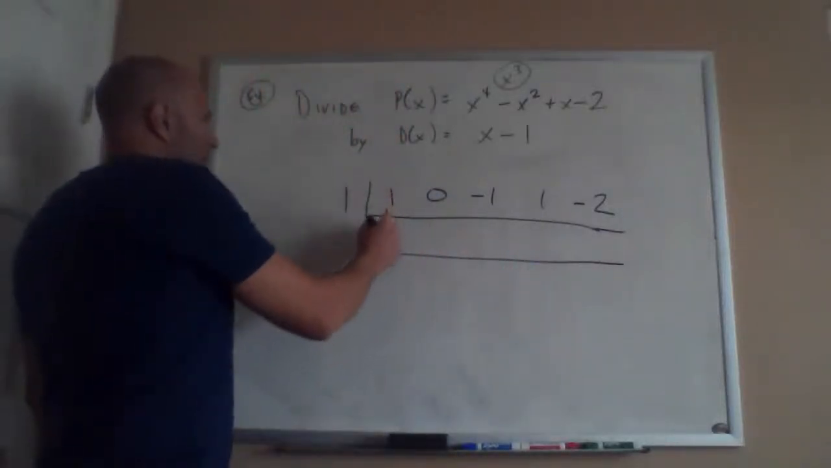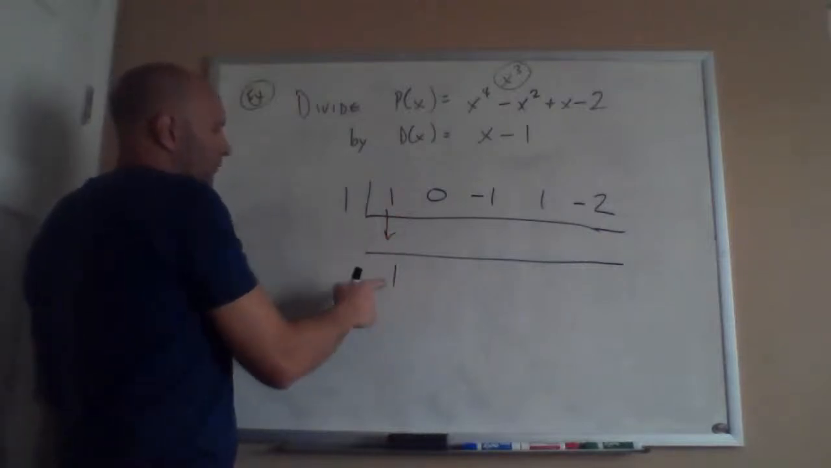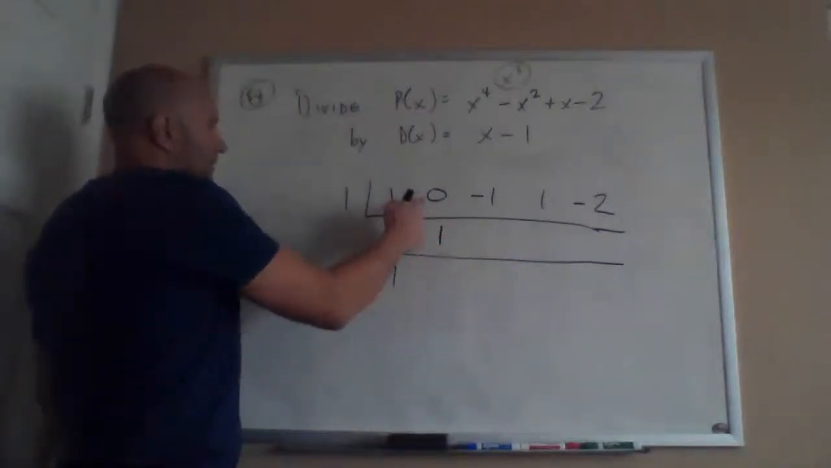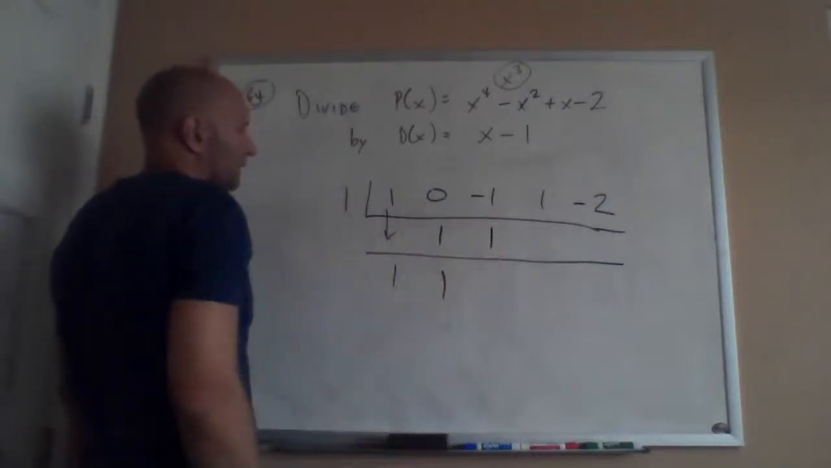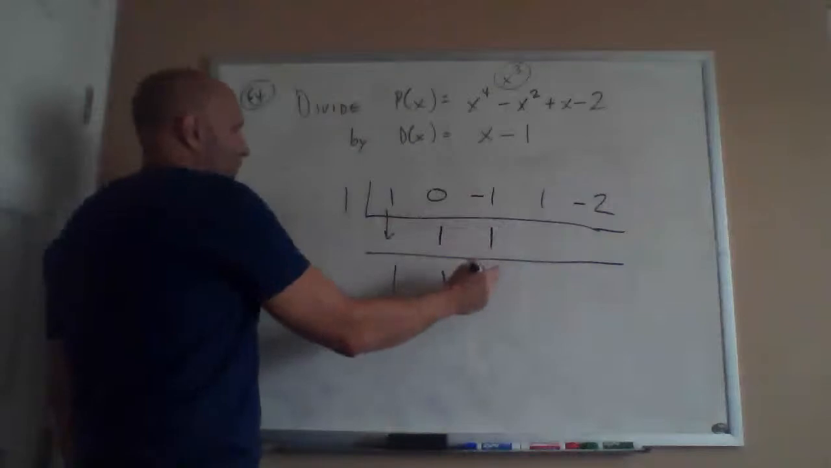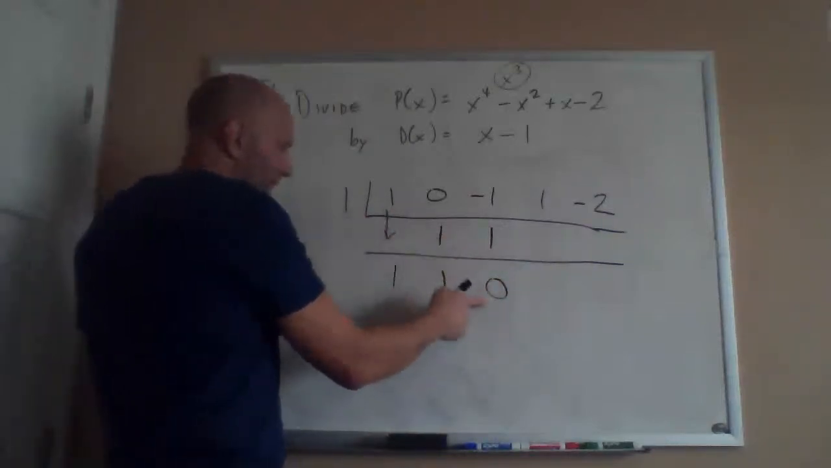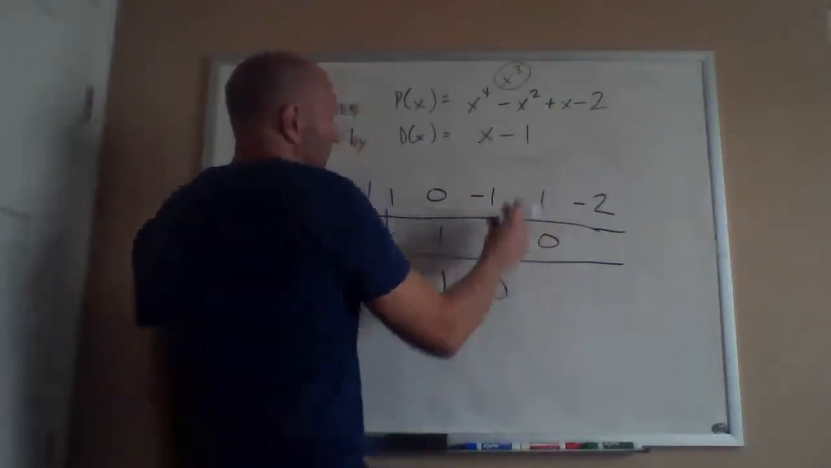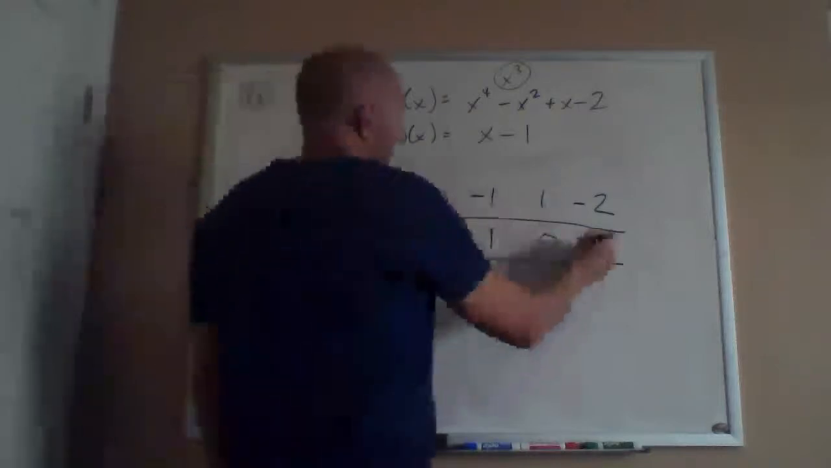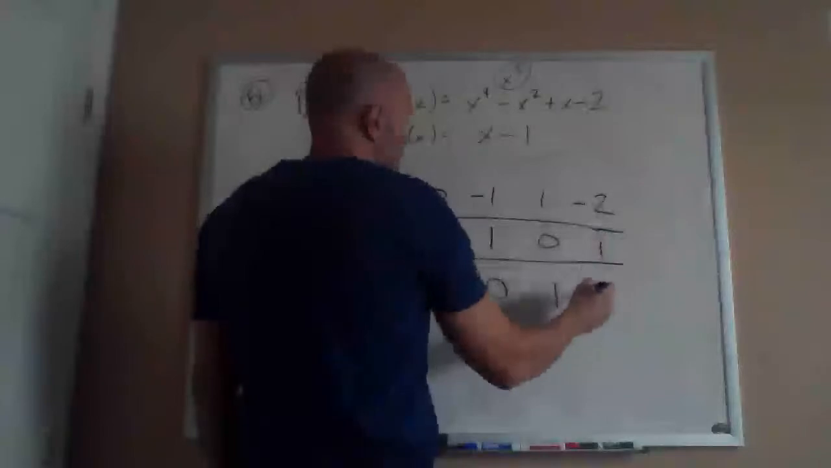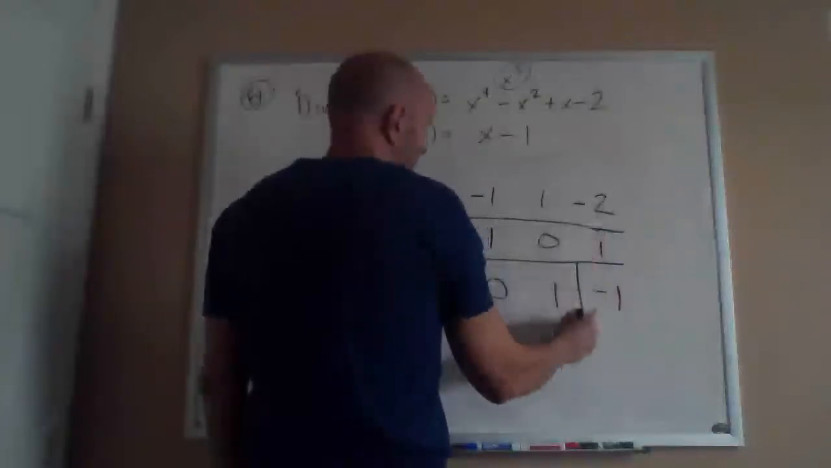So now the process: bring down the first number 1, multiply it as 1, bring it up. 0 plus 1 is 1. Multiply it, bring it up. -1 plus 1 is 0. 1 times 0 is 0. 1 plus 0 is 1. 1 times 1 is 1. -2 plus 1 is -1.